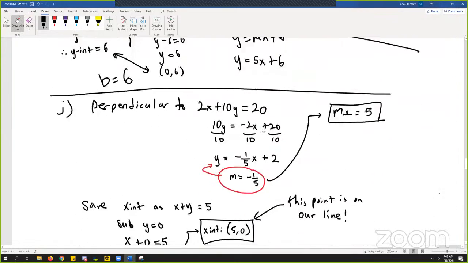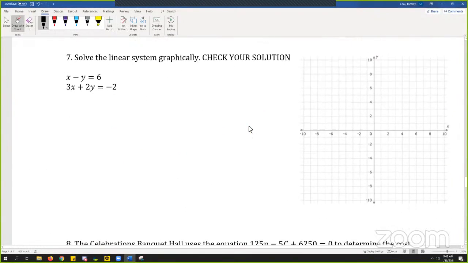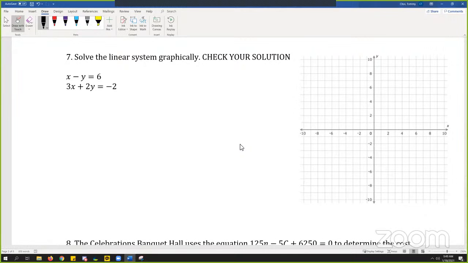Good. All right. If there are no other questions, let's go towards solving linear systems graphically. So this one, you have to check your solution here. Solving it graphically literally just means graph two lines, find the point of intersection. That's the important part here. If you can graph, you should have no issues solving this question here.